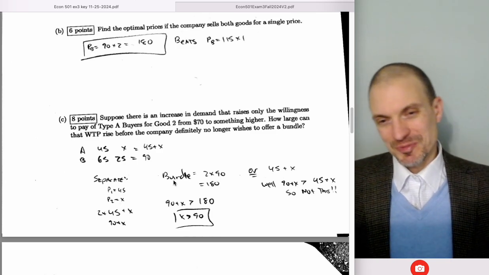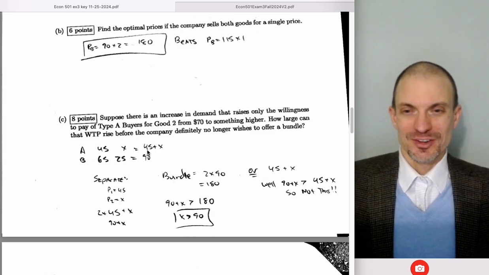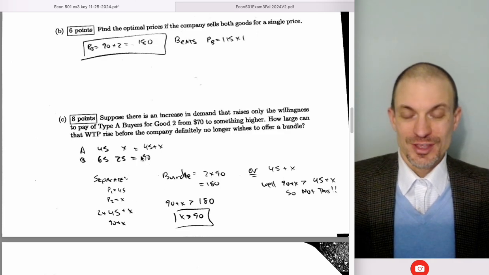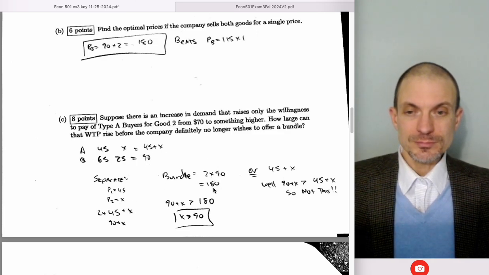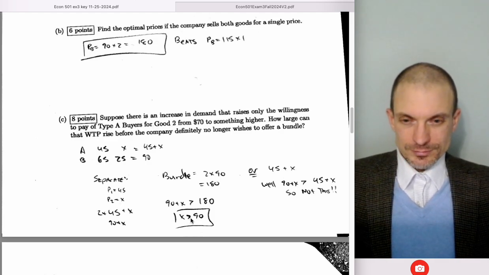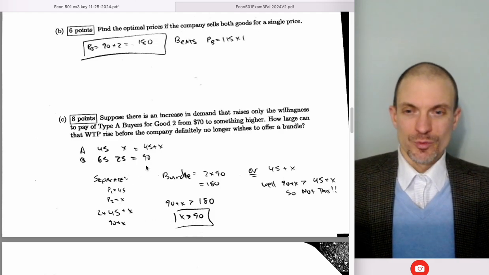So that brings us back to just comparing when is it better to set the bundle of 2 times 90 and get 180 for my revenue, and when is it better to price separately. So just doing this calculation, turns out if X is bigger than 90, then we would no longer want to sell the bundle.